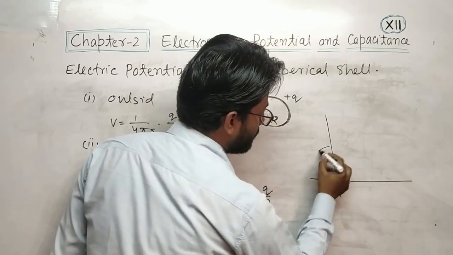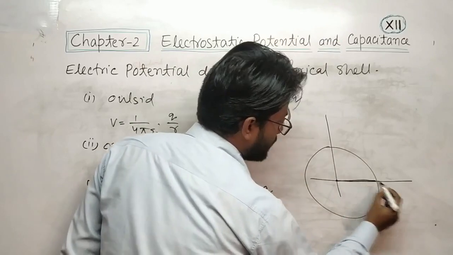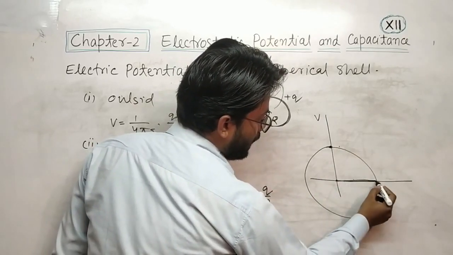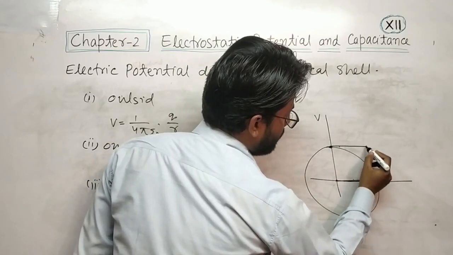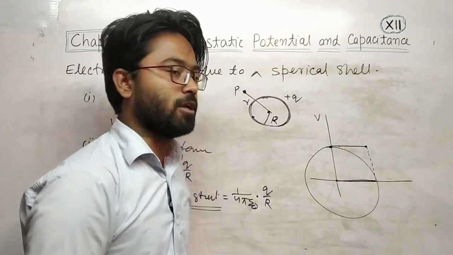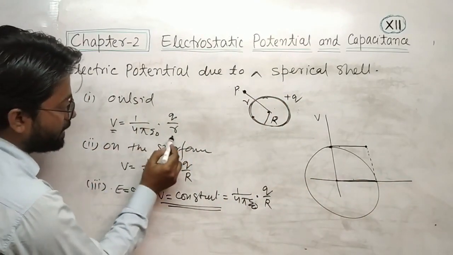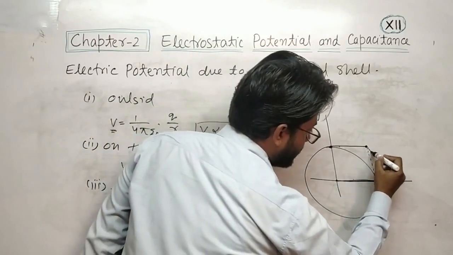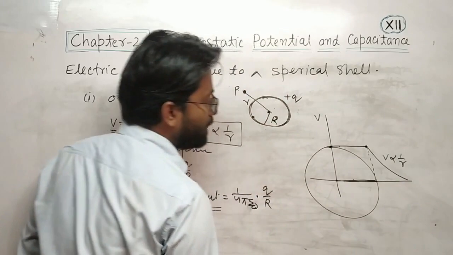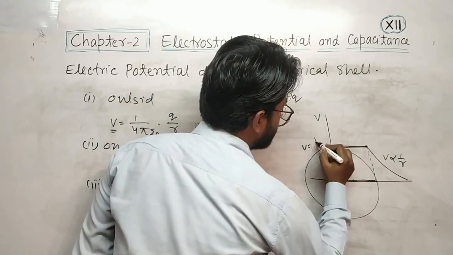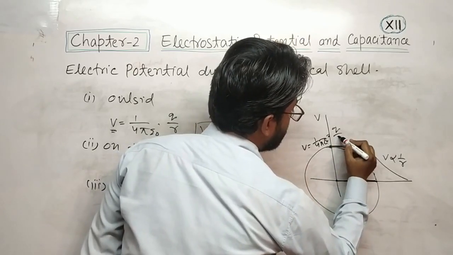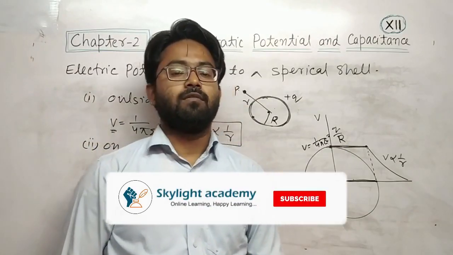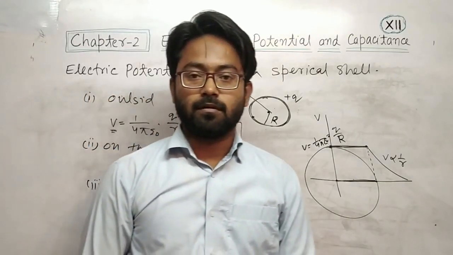If we draw a graph, this is the distance r and this is potential V. Potential is constant up to the periphery of the spherical shell, and after that the potential decreases, because potential is inversely proportional to the distance. V is inversely proportional to r, and at the surface V equals 1 upon 4 pi epsilon naught q upon R, which is constant. I hope you understood all these topics. Next we will discuss another topic. Thank you.